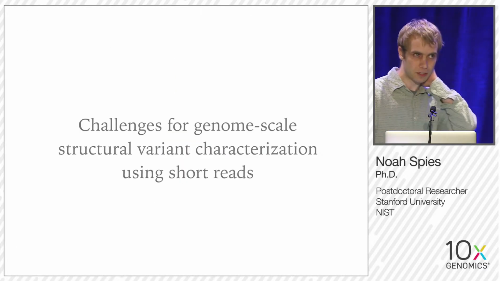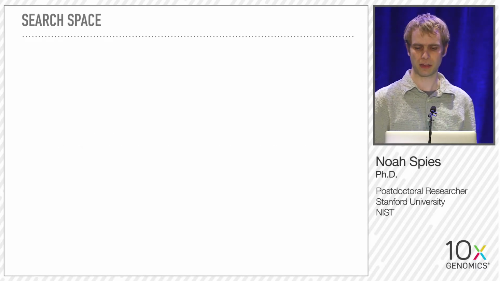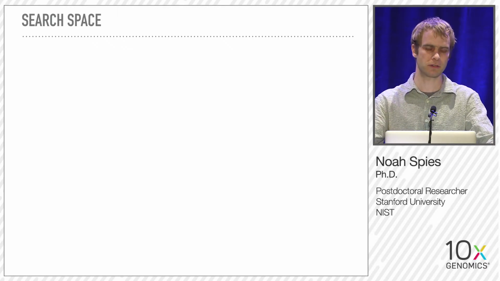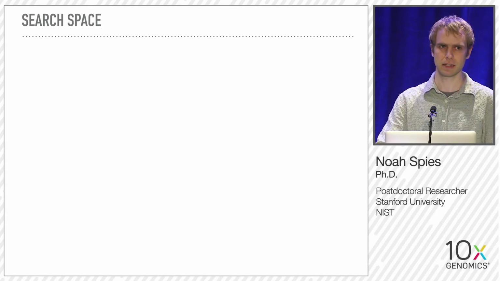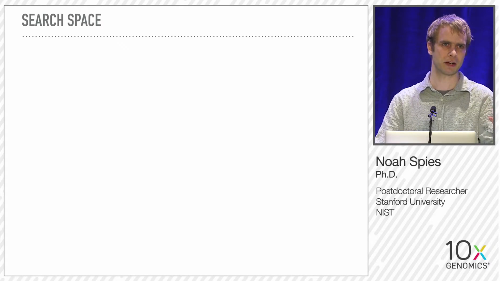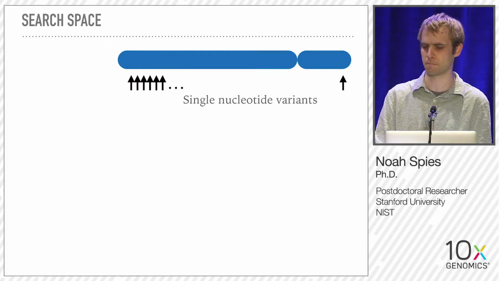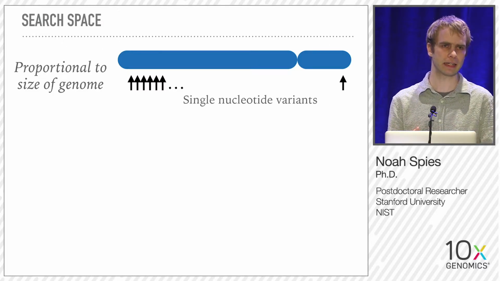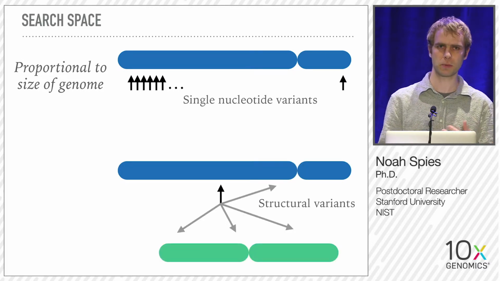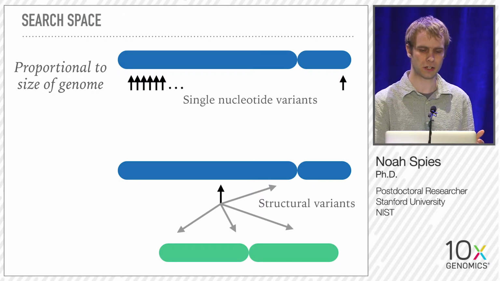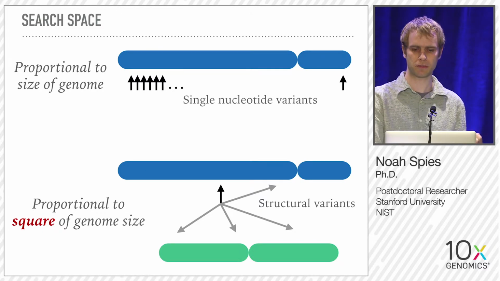So there are a number of challenges for the genome-scale characterization of structural variation using these standard short read methods. The first is this fundamental issue of the search space. If we're looking for single nucleotide variants, basically any position in the genome can either match the reference genome or show a mutation. So our search space is proportional to the size of the genome. In contrast, a structural variant can connect any locus in the genome to any other locus in the genome. So the search space is much larger. It's actually proportional to the square of the size of the genome. So fundamentally a much more difficult problem.